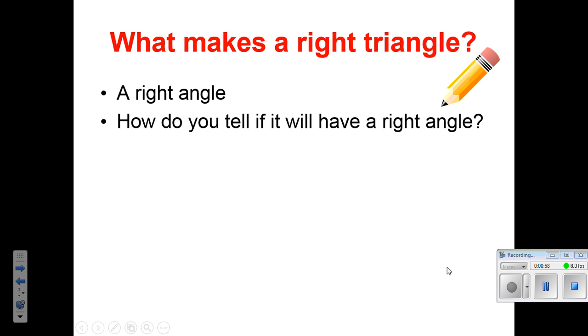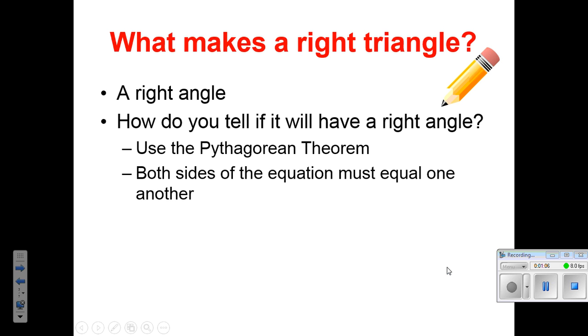How do we know if we have a right angle? If it's not marked as a right angle, we can't assume it's a right angle. So we would use the Pythagorean theorem and see if a squared plus b squared is in fact going to equal c squared. So if I give you a triangle and I don't have it marked as a right triangle and I give you all these sides, can you say, well, yeah, that's for sure a right angle? Well, we can't. What we have to do is prove it by using the Pythagorean theorem.